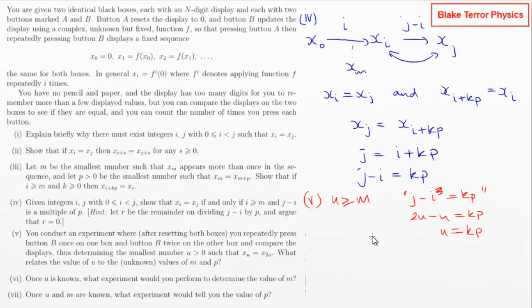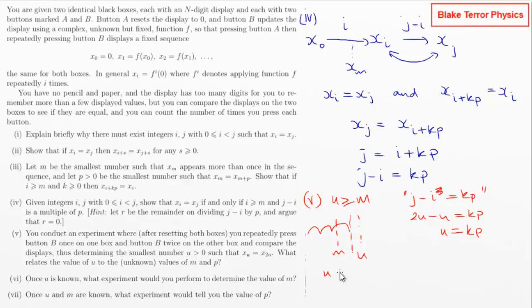U is greater than or equal to m, and it's going to be the first one past it, isn't it? Because we can't go multiple times past it. If that's our m and this is our u, we're going up in blocks of p. It's going to be the first multiple of p which is greater than or equal to m.